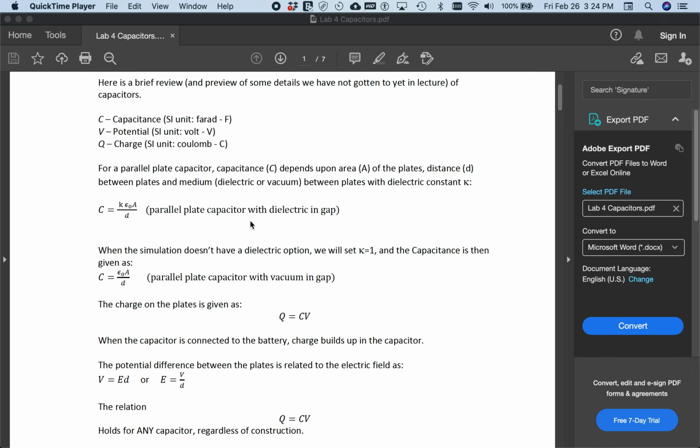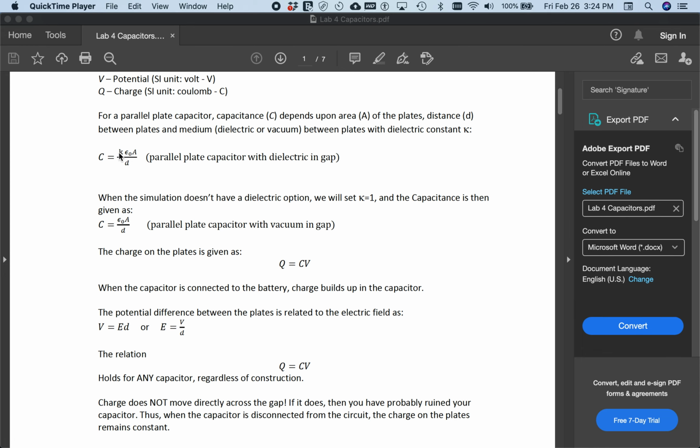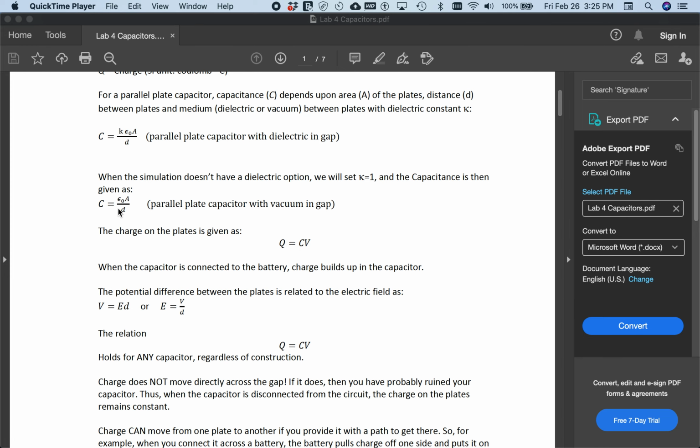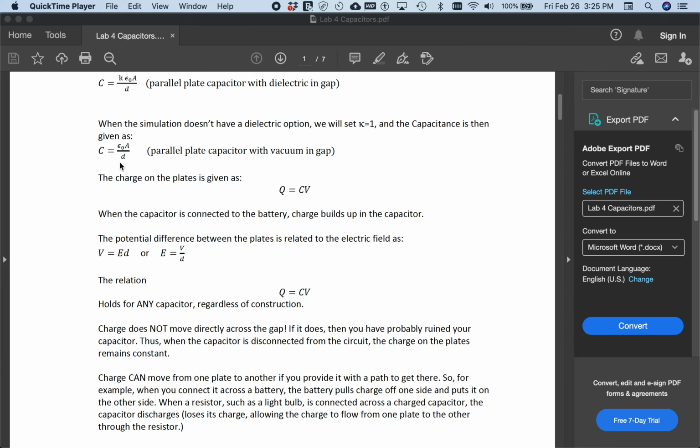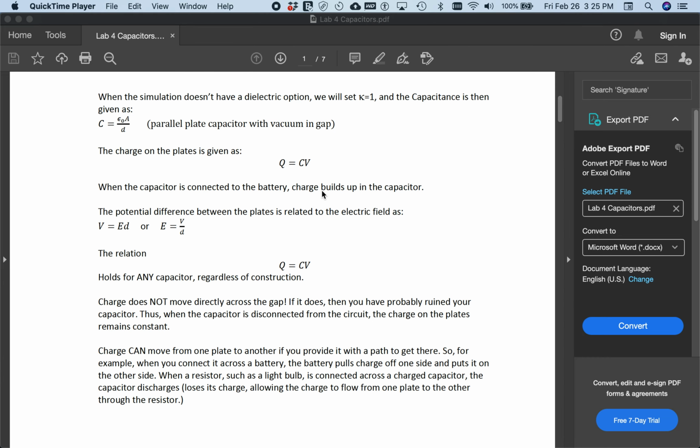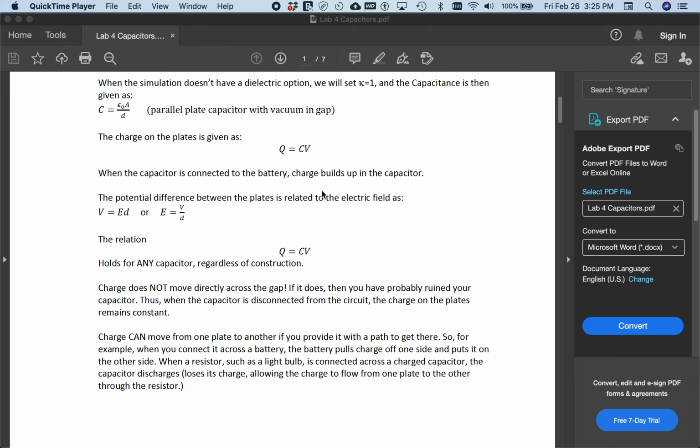Useful equations here: this is the equation for determining the capacitance of a parallel plate capacitor when you have a dielectric material, and this equation here is the capacitance of a parallel plate capacitor when air is the dielectric, so that's kappa equal to 1. And then Q equal to CV, just the equation for capacitance of a capacitor, and then how the voltage, electric field, and the separation of plates are related to the voltage between the capacitor.